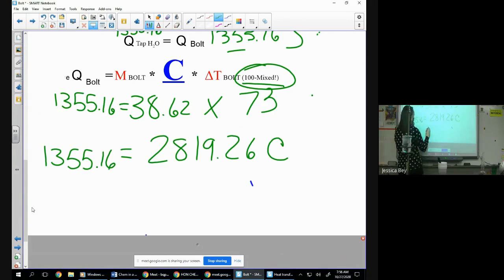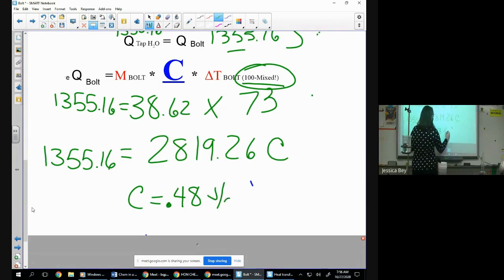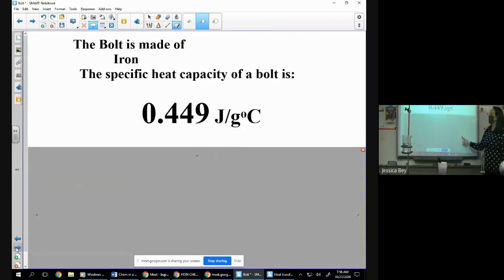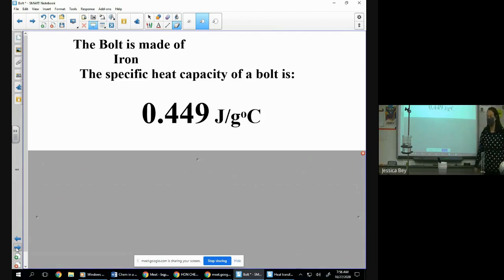is equal to 1355.16. In order to get C by itself, I'm going to take my 1355.16 divided by 2819.26, enter. 0.48, we'll call it that because we're going to joules per gram degree Celsius. Okay, so it's just 2 Q calculations because of the law of conservation of mass. If I know the Q of one thing, I know the Q of the other thing. And if I boiled that for 5 minutes, I know it's at 100 and it comes down. So bolts are actually made of iron, and iron's specific heat capacity is 0.45. So we were only about 3/100ths off of the actual thing.